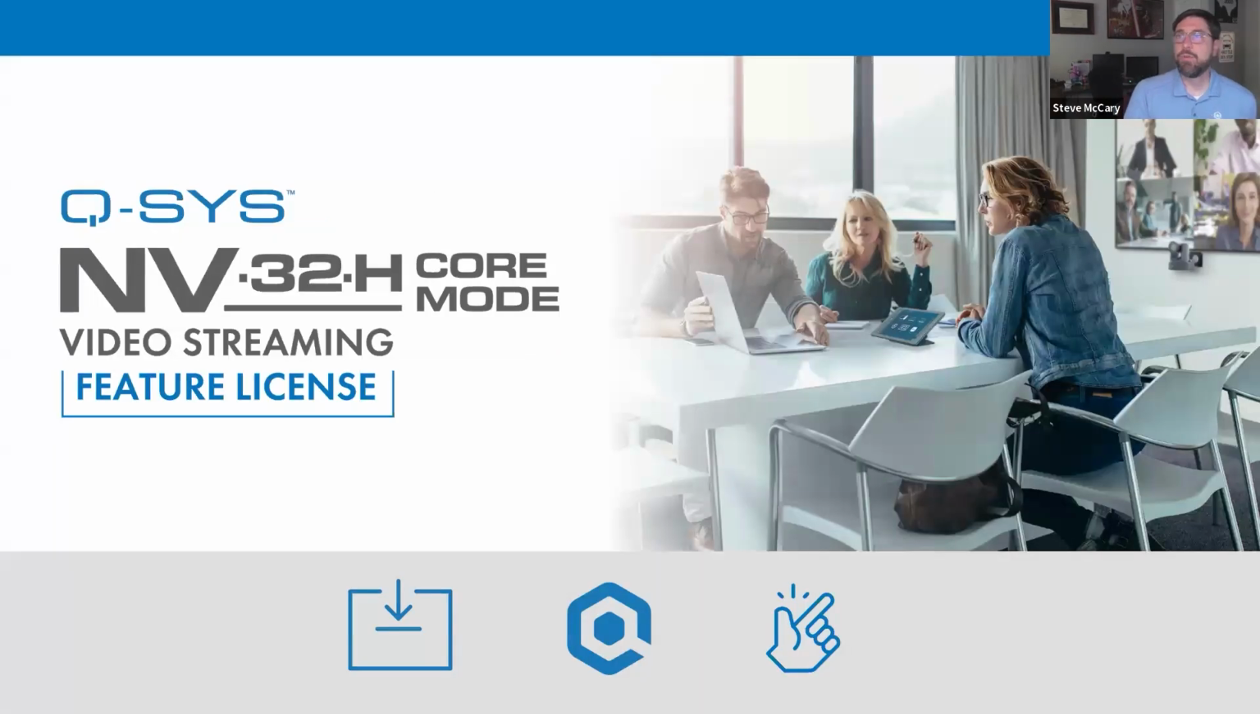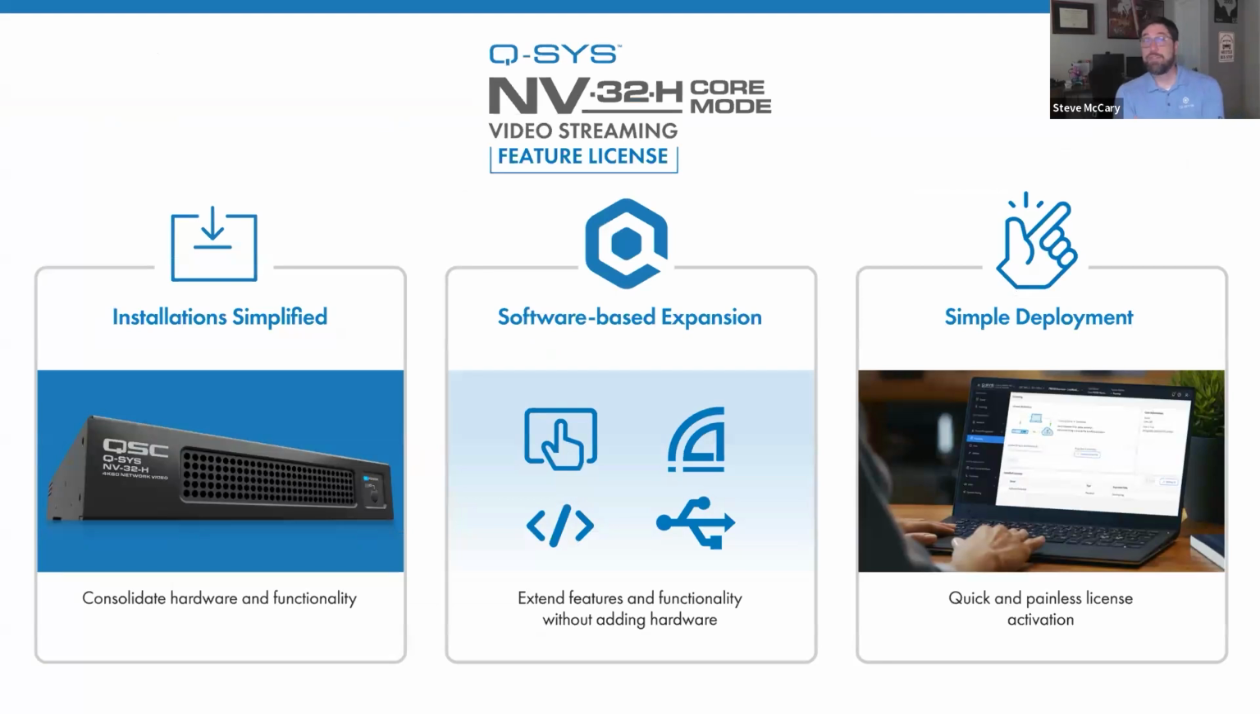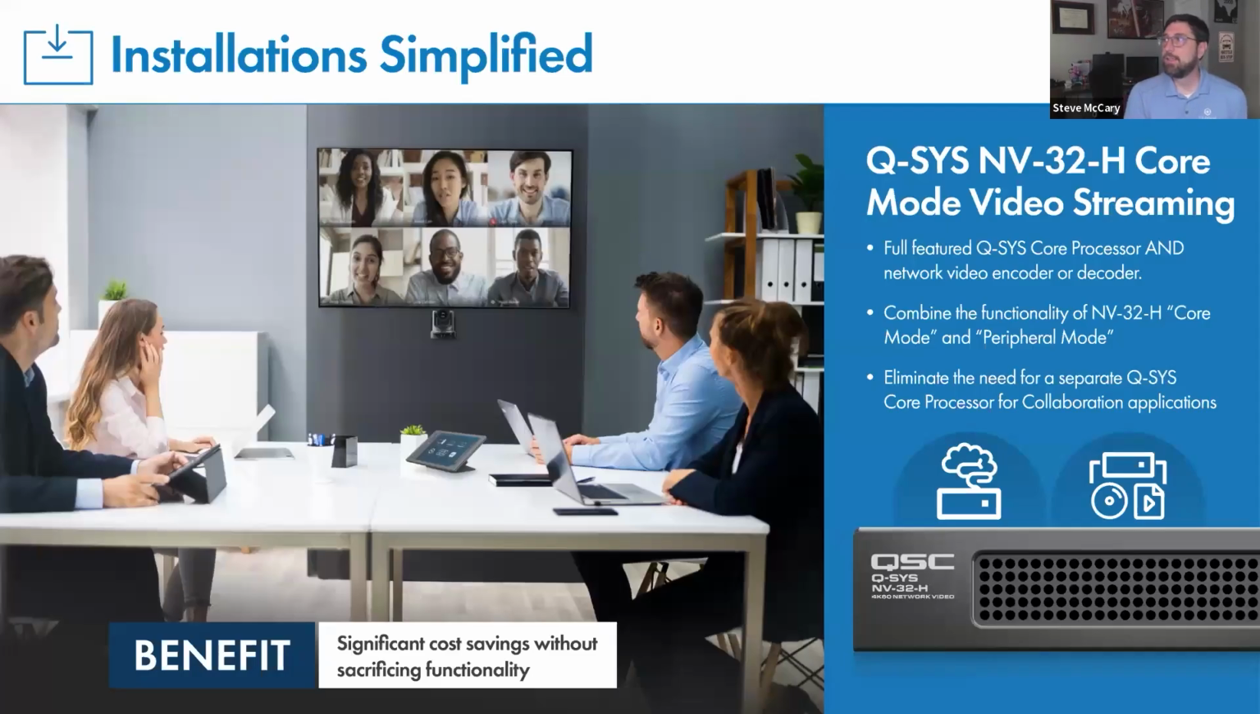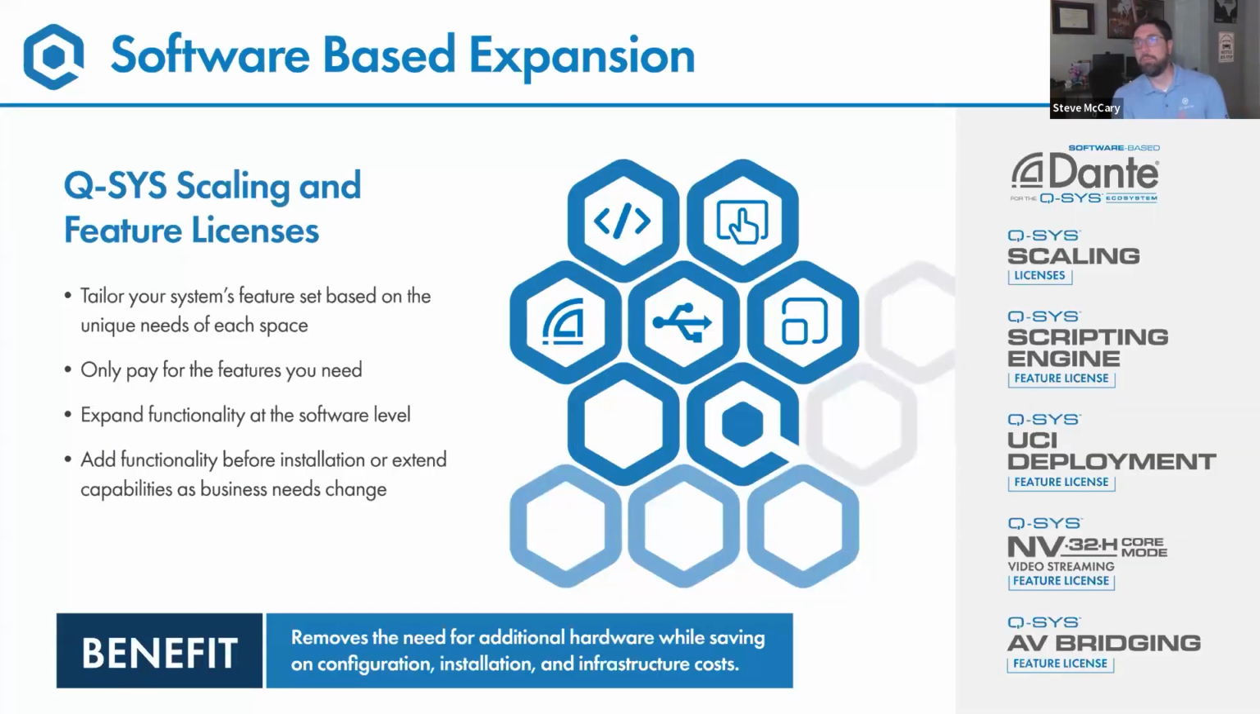However, there is also now the NV32 core mode streaming feature license. So what this does is this allows you to combine all of the features of core mode with the peripheral mode where you can stream in and out. This lets us use it as a core as well as be able to stream or receive. You can use an encoder or a decoder when you are in core mode. You can then use the scripting or UCI license on here.